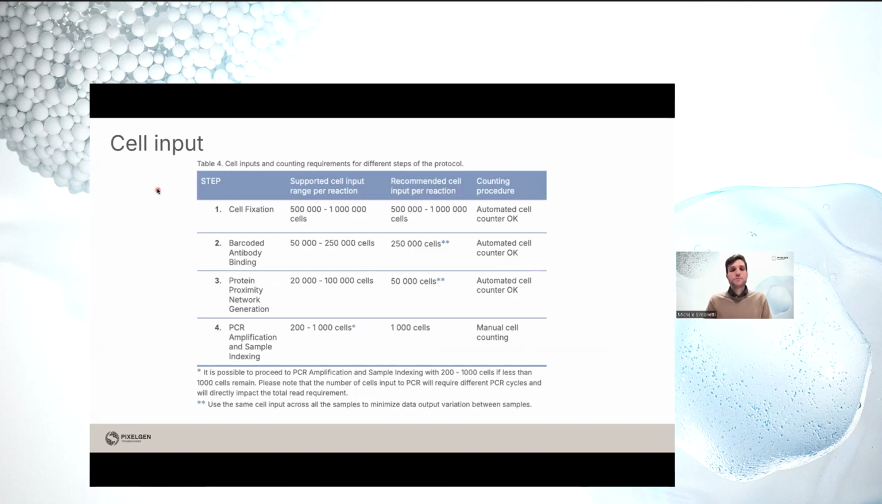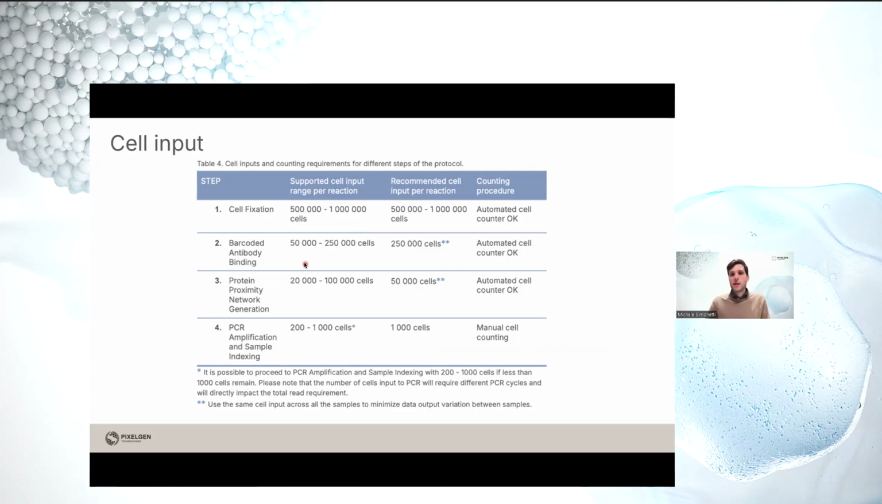Cell input. So here you can have an idea of the cell inputs and the counting requirements for the different steps of the protocol. So we require at least, this is a supported range, at least 500,000 to 1 million cells for the fixation step. And so here you will require cells in suspension. For instance, if you work with fresh frozen tumor biopsies, you will need to perform dissociation. But this is what we require for this step. It's important to avoid losing too many cells for the next steps.